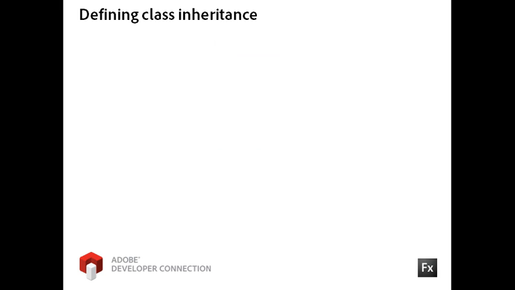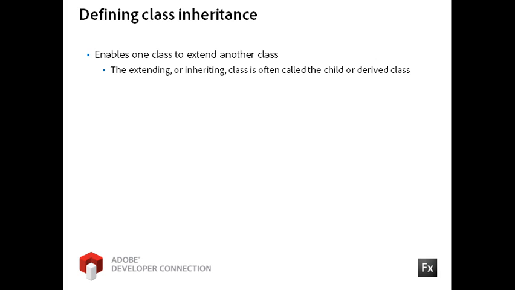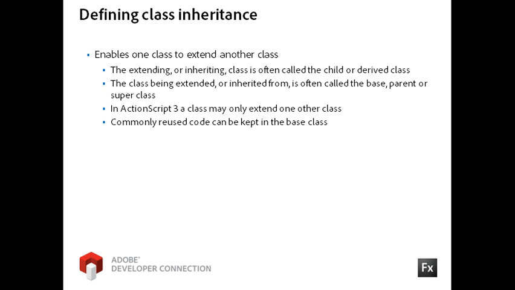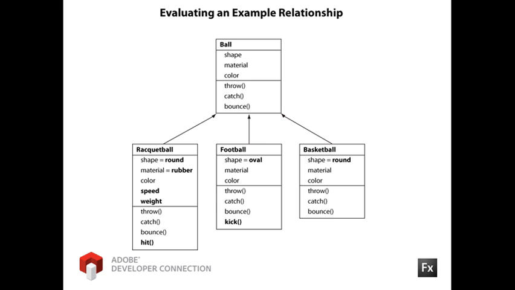Class inheritance enables one class to extend another class. In OOP terminology, the Racquetball, Football, and Basketball classes are called the child or derived classes. Since they are all subclasses of the Ball class, they are said to extend the Ball class or inherit from the Ball class. The Ball class is being extended or inherited from and is often called the base, parent, or superclass. In ActionScript, a class may only extend one other class. Code that can be reused is commonly kept in the base class and then extended by other classes.